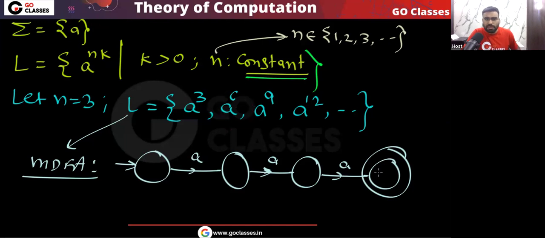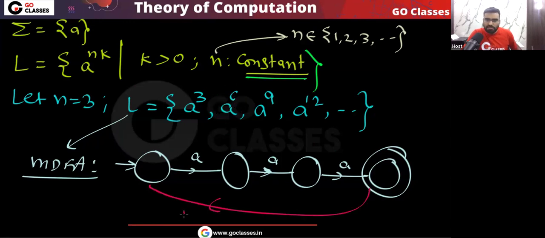Now we want to accept 3 more a's. Yes or no? Should I make this transition? Please tell me. Because I want 3 more a's. After 3 a's, remember, I have accepted 3 a's. I want to accept 3 more a's. 3 more a's should come.